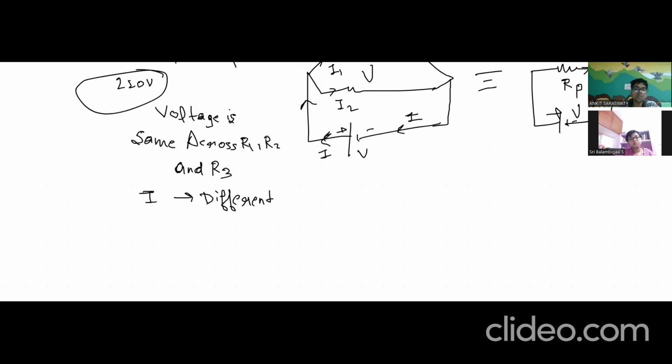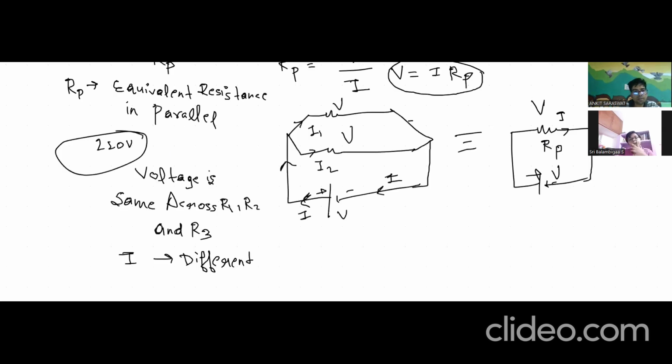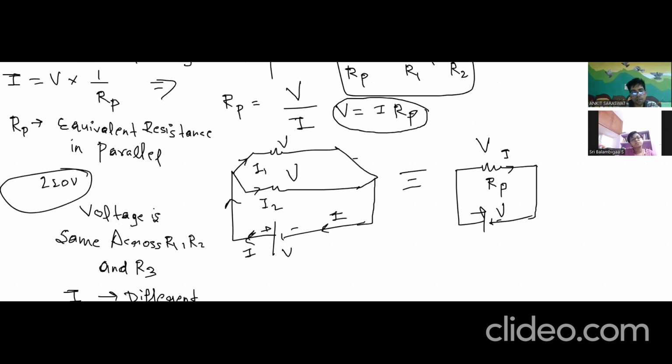In series, current is constant. In parallel, current is different. You can see, this is R1, this is R2. Across R1, I1 current is going. Across R2, I2 current is going. This is the current supplied by the battery. For example, this is 10 ampere. Then if it is 4 ampere here, how much here? 6 ampere. So different current is passing through a load in case of parallel.